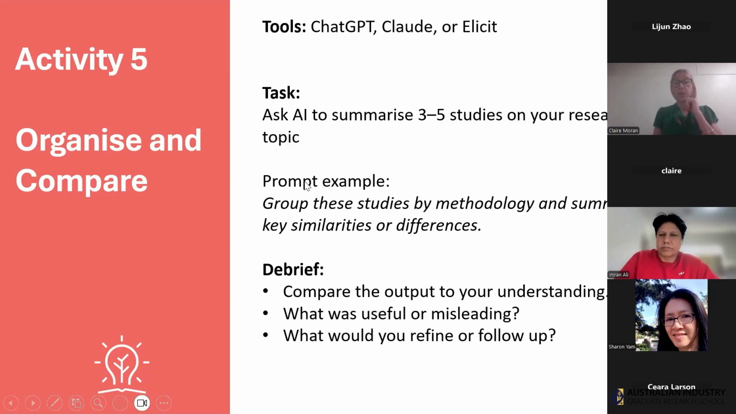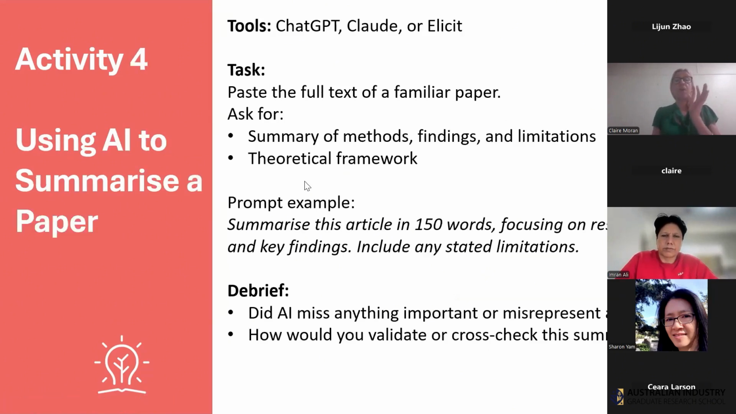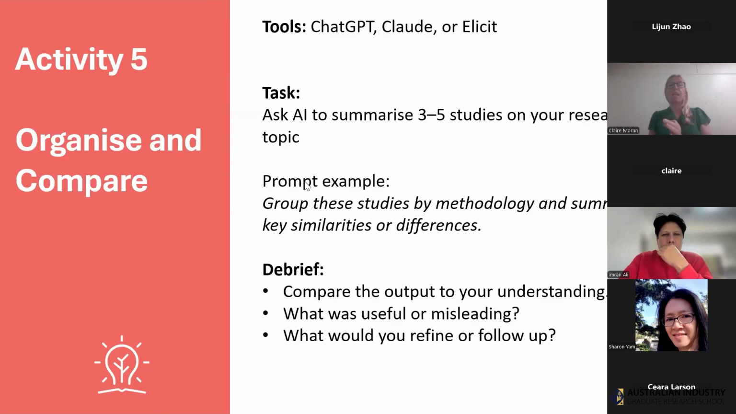So we have just done this activity where we're talking about pasting the full text of a familiar paper. Okay, and we said if we're looking at a single paper, a tool like ChatGPT or Claude is going to be most effective. Elicit is more effective if we're summarizing a few different research papers. Okay. So, for example, asking AI to summarize 3 to 5 studies on your research topic. Again, an example prompt: group these studies by methodology and summarize key similarities or differences.